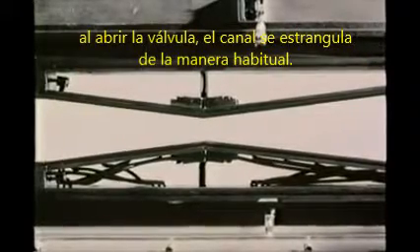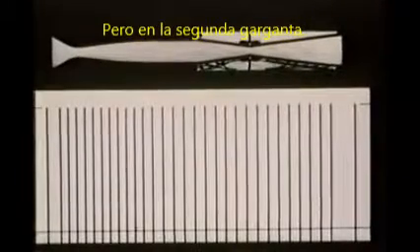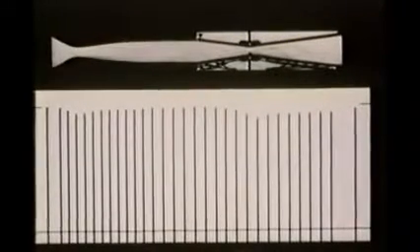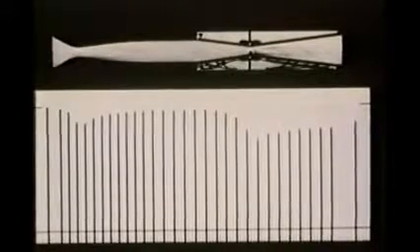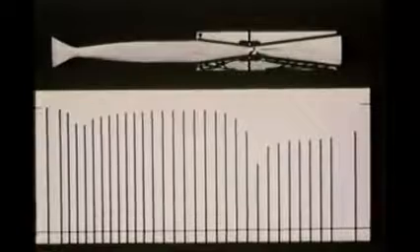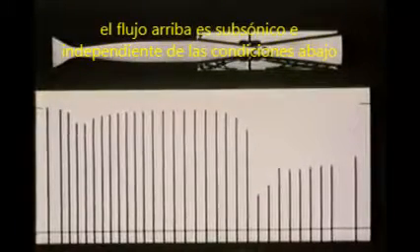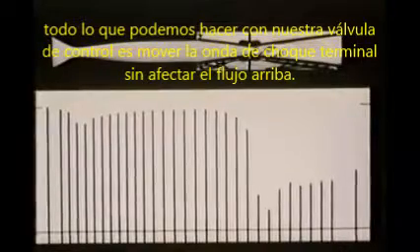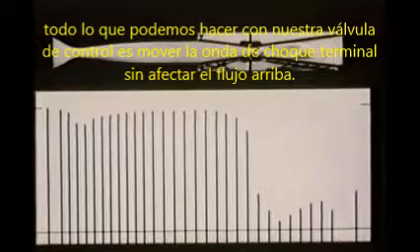As we open the valve, the channel chokes in the usual way. But at the second throat, the upstream flow is subsonic and independent of downstream conditions. All that we can do with our control valve is to move the terminal shock wave without affecting the flow upstream.